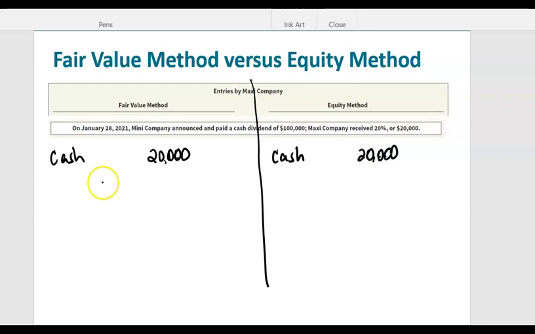If we're using the fair value method, we record the other side of the entry to dividend revenue. So we're going to see this on the income statement. But if we were using the equity method, remember those dividends actually reduce the value of our equity investment, of that asset account equity investment.